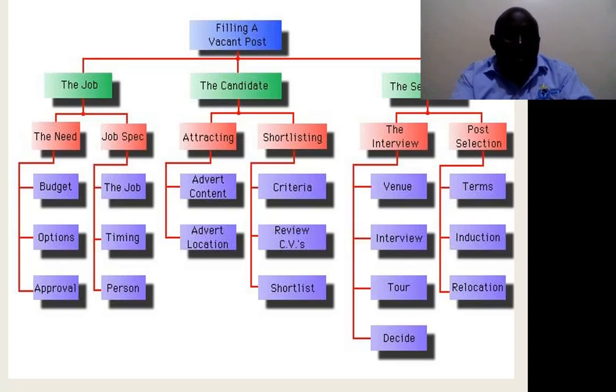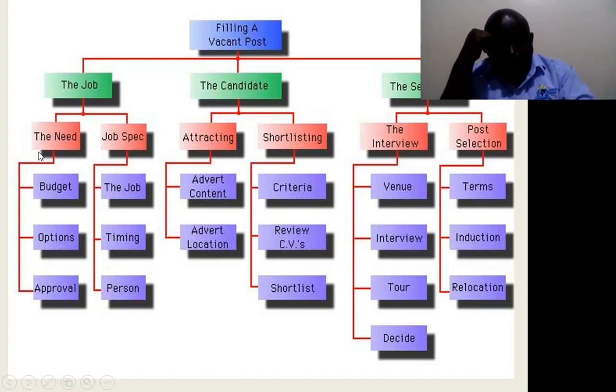And this vacancy is probably for a senior lecturer or a professor. First and foremost, you need to break down this activity. You don't jumble it, you don't mix it up. You want to begin by looking at the job itself. And under the job, we have the need within this job. And under the need, you need to look at many issues: the budgets, the options, the approvals.